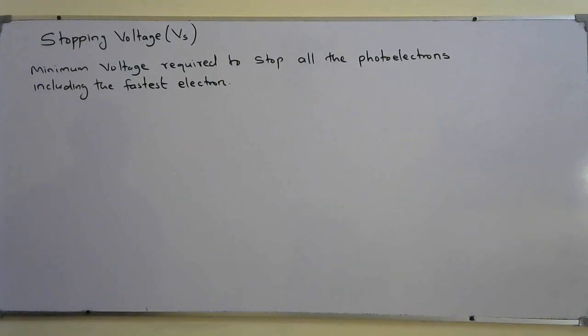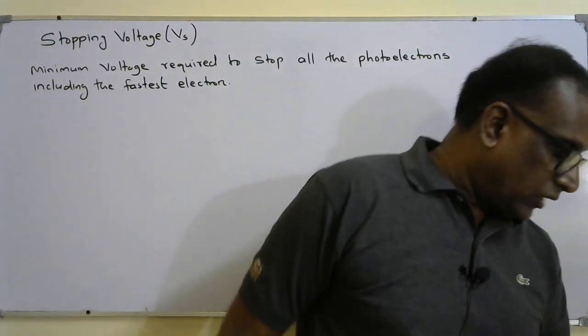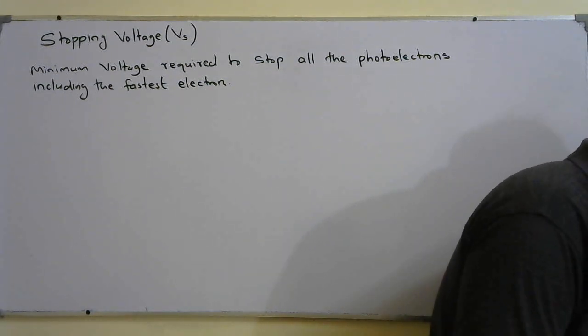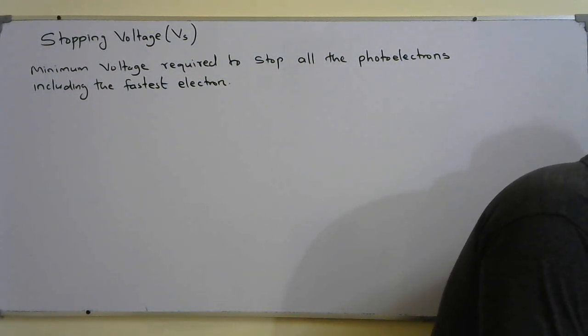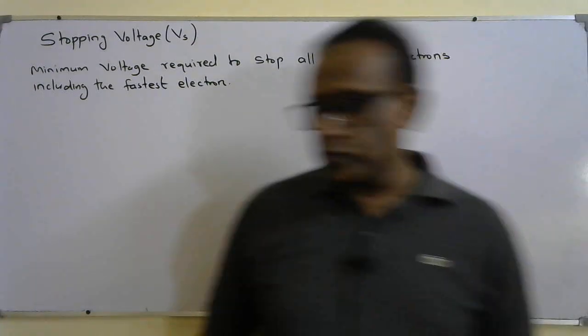Okay, so this is the definition of stopping voltage or stopping potential. Minimum voltage or minimum potential required to stop all the electrons, including the fastest electron, is defined as stopping voltage or stopping potential.